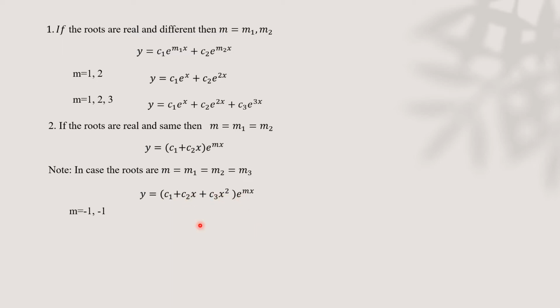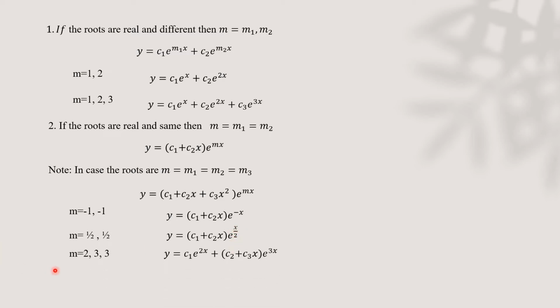So for example, if the roots are minus 1, minus 1, then we can write the solution as y equal to (c1 plus c2x) e power minus x. Since the value of m is minus 1, just replace the m value as minus 1 here. Similarly, if the roots are 1 by 2, 1 by 2, we can have the solution as y equal to (c1 plus c2x) e power x by 2, because 1 by 2 times x is nothing but x by 2.